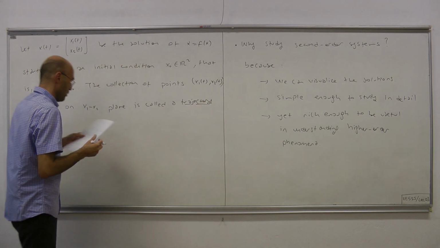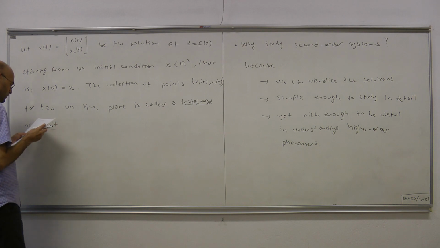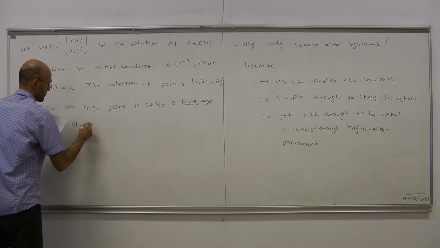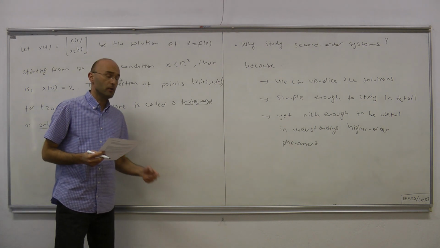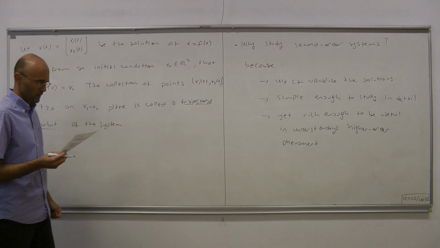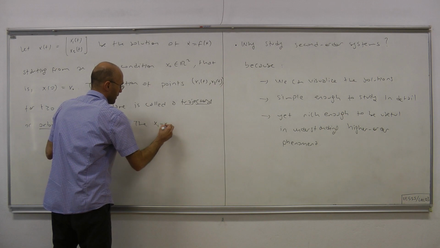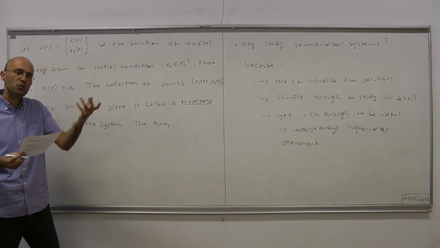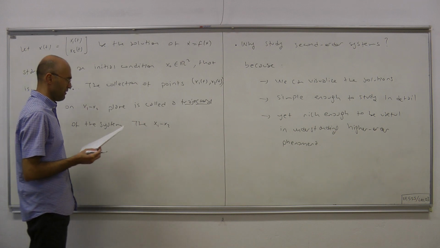Or orbit of the system. Okay. Now we will provide many examples of such trajectories. The plane that we display those trajectories on is called the state plane, or sometimes a phase plane.